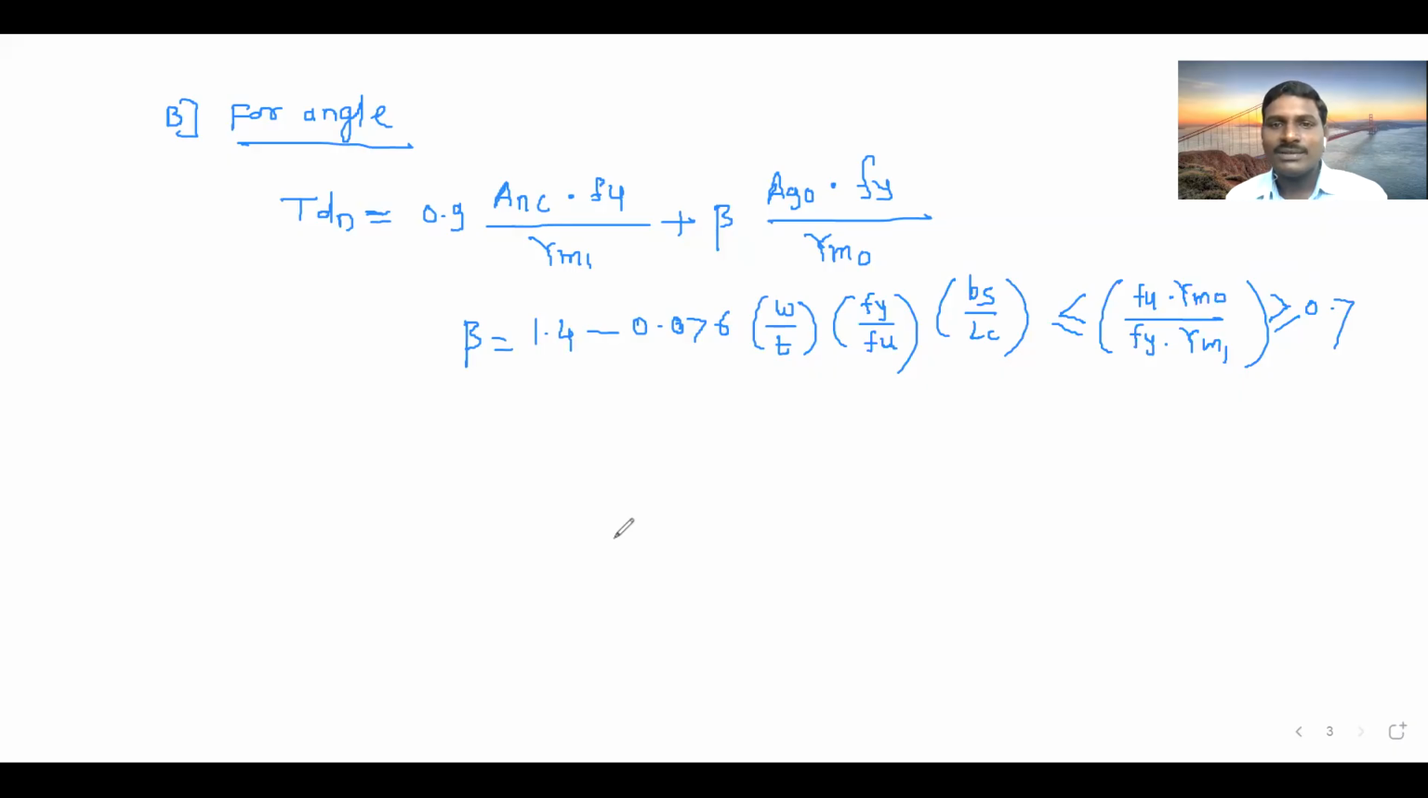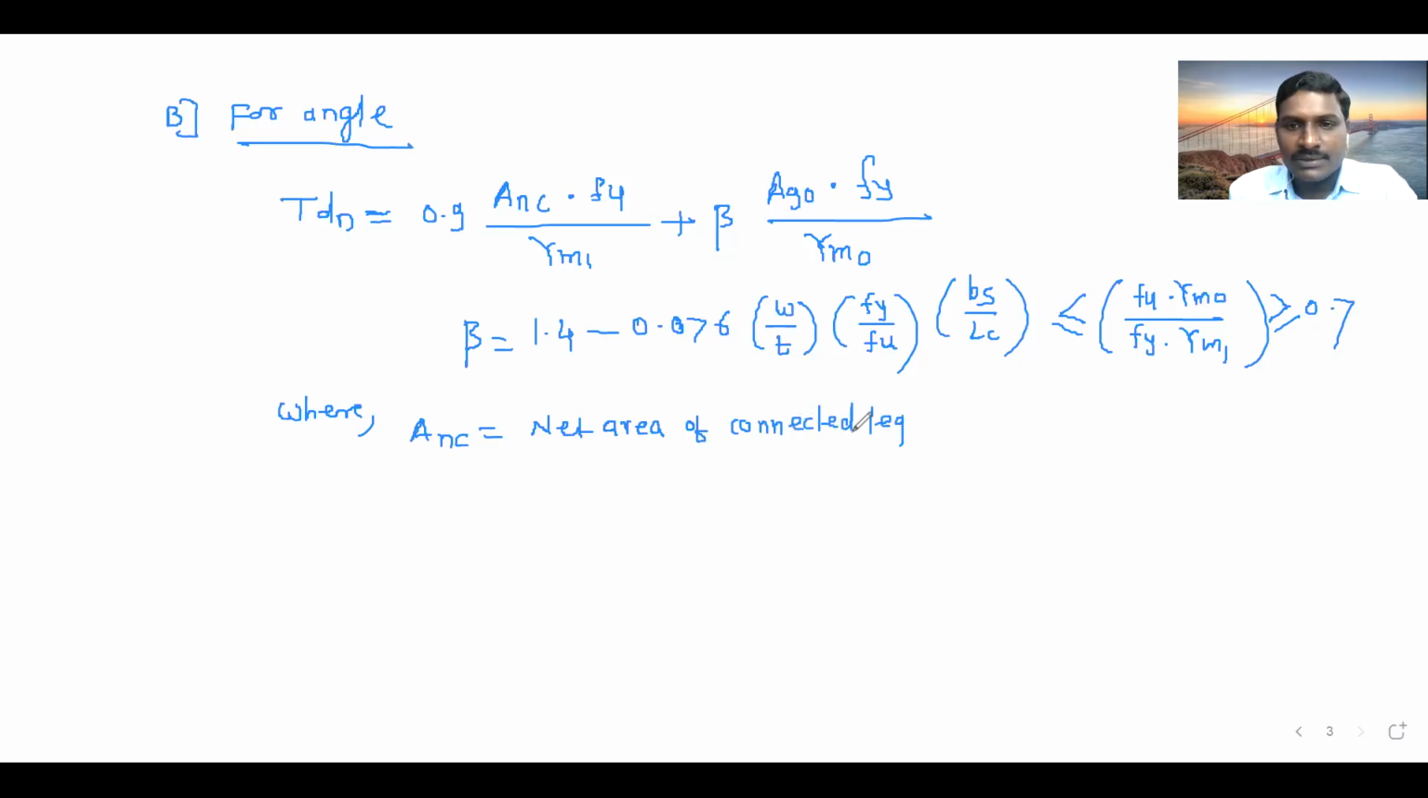So we will see one by one. What are the unknowns here, that we will see. Okay. So now here the first unknown, ANC, is equal to ANC is net area of connected leg. Net area of connected leg.